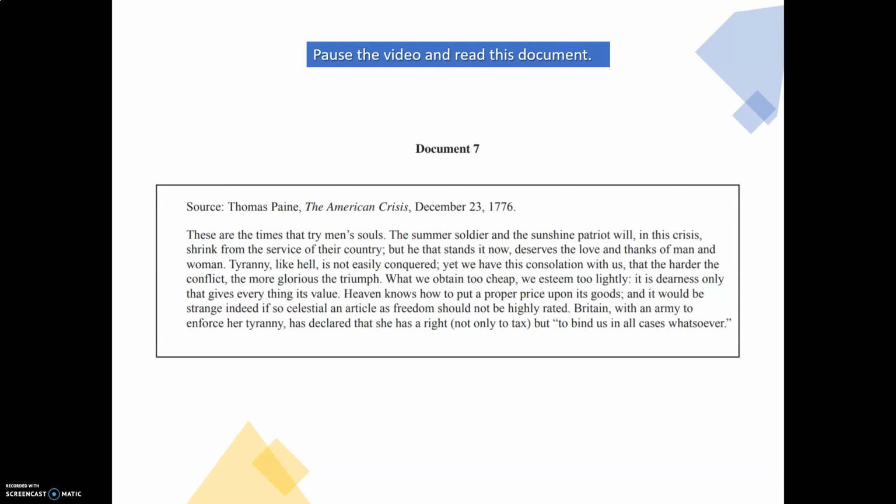There's some great phrasing in this document. He tells us that tyranny, like hell, is not easily conquered. He tells us that the harder the conflict, the more glorious the triumph. What we obtain too cheap, we esteem too lightly. It is dearness only that gives everything its value. I mean, these are just great, great phrases.